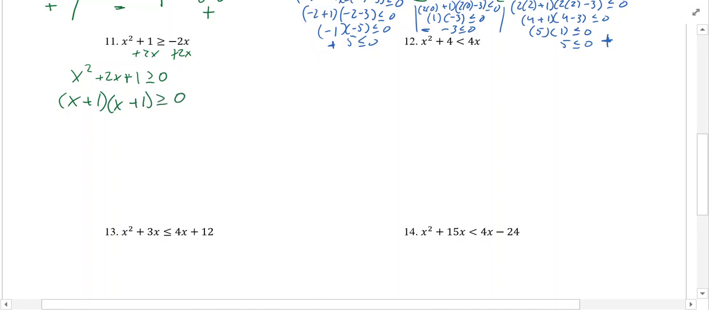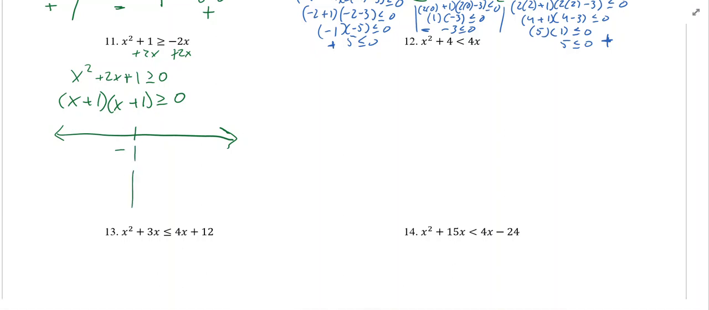So now what we need to do here is plot. And in this case, if you notice, they're both going to be the roots of -1, which before we had called the double root. But we only need to plot it once. So we need to check the numbers to the left and to the right. So to the left of -1, I'm going to try -2. And to the right of -1, I'm going to plug in 0.